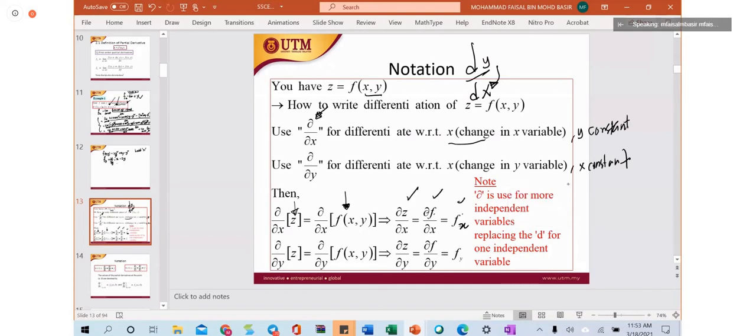Del is used for more than one independent variable, replacing the d. Yes, d is for one independent variable. If you differentiate z with respect to y, it means del f over del y equals del z over del y. All the same thing. Sometimes we use this because it is simpler: small f with y as subscript.